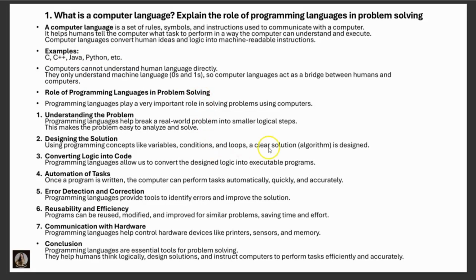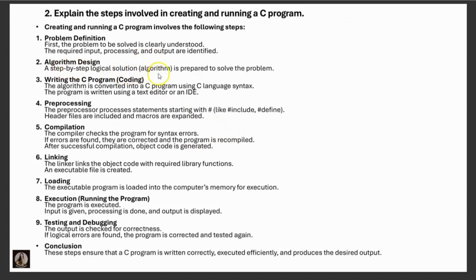I have told you, the algorithm means the clear solution which is designed based on the variables, conditions and loops. Clear? That is the algorithm. Algorithm means a step-by-step logical solution that is prepared to solve the problem. Clear? Based on the algorithm only, they will write the code.